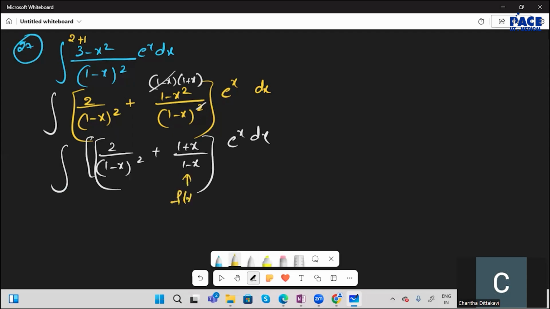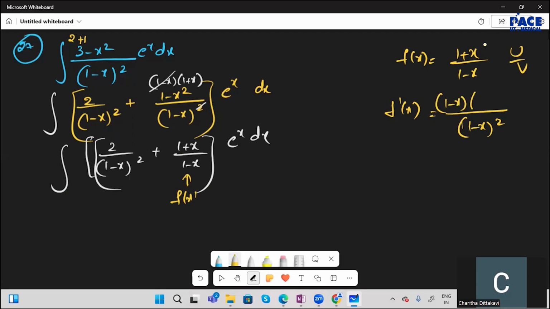See, if this is your f of x, let us just check whether f dash of x is the required output there or not. Let me consider f of x is 1 plus x by 1 minus x. So this is u by v, isn't it? So what is f dash of x? v square in the denominator, that is 1 minus x whole square, into, now numerator will be v into u dash. u dash is nothing but 1, minus u into v dash. v dash is minus 1. So just expand your numerator, 1 minus x minus of minus, that is plus 1 plus x. So these both get cancelled. You got 2 by 1 minus x whole square. Wonderful. This is your f dash of x, isn't it?